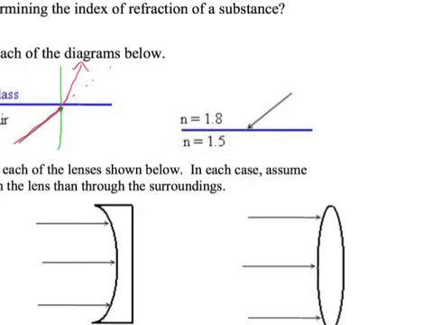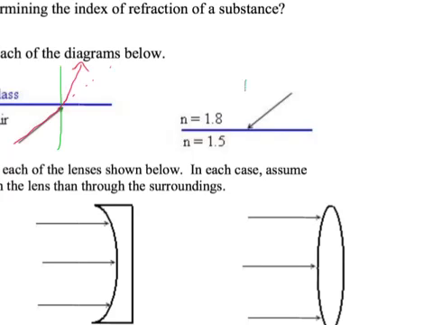Now I'm giving you values of n. Remember, think of n, which is the index of refraction, as a multiplier of how many times slower than a vacuum. So in this material it travels 1.5 times slower than it does in a vacuum, and in this material it travels 1.8 times slower. So as it goes from the material it's coming in at into the one it's traveling into, it's actually going to speed up. Instead of being 1.8 times slower, it's only going to be 1.5 times slower. So what's happening is it's speeding up.